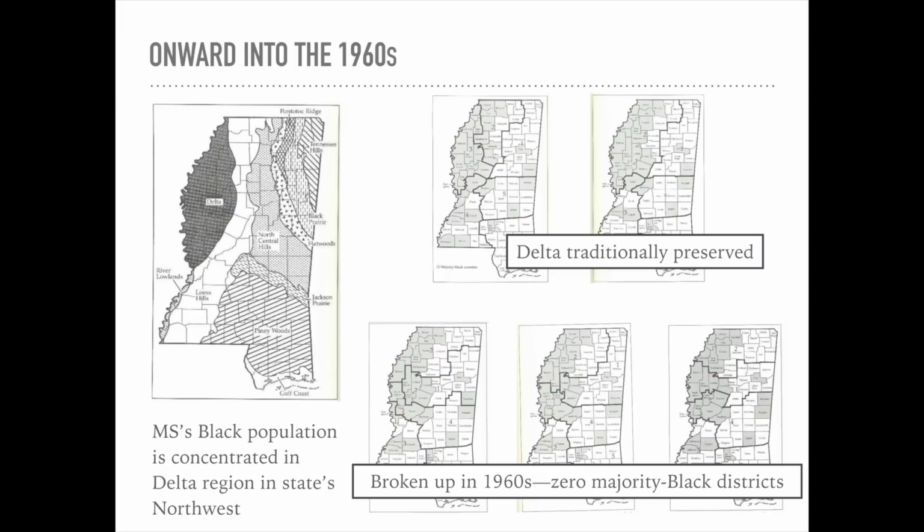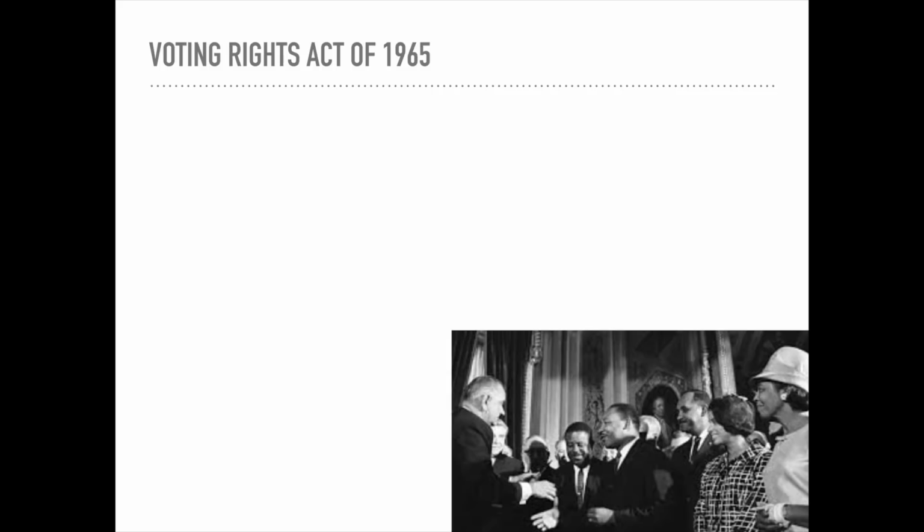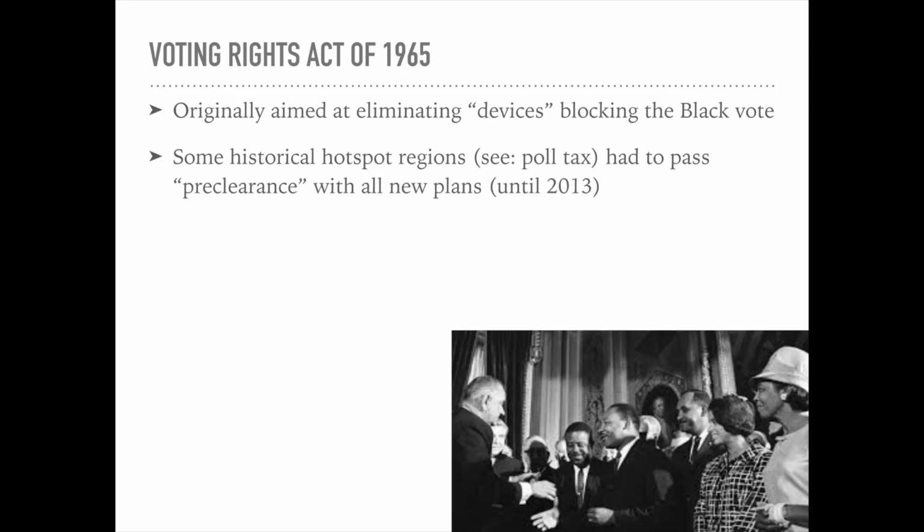So it's this civil rights moment that gives birth to the biggest tool that we have for voting rights, and that's the Voting Rights Act of 1965. Here's an image from the signing ceremony. So this is a powerful bill that was originally aimed at eliminating so-called devices blocking the black vote, poll taxes, literacy tests, and so on. Some historical hotspot regions around the country were bound by Section 5 of the Voting Rights Act to request pre-clearance from the federal government before they could make any changes to their voting rolls.